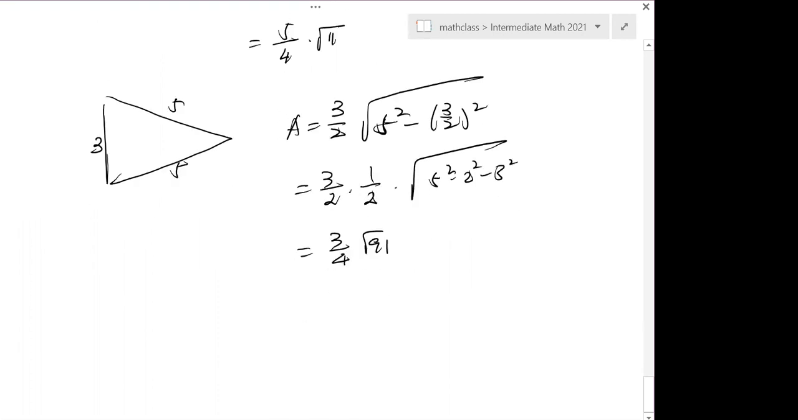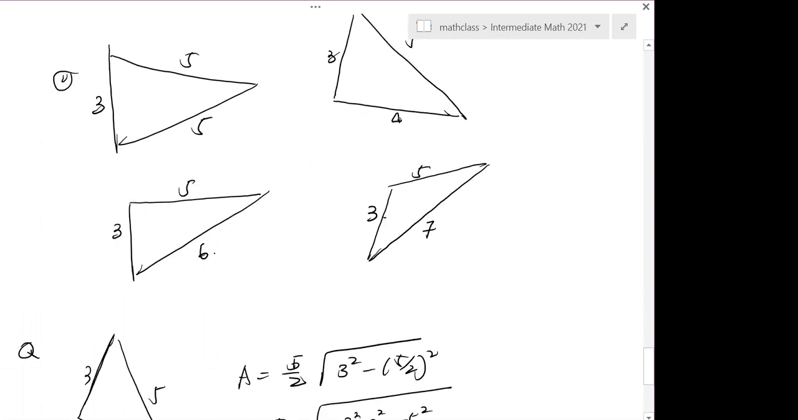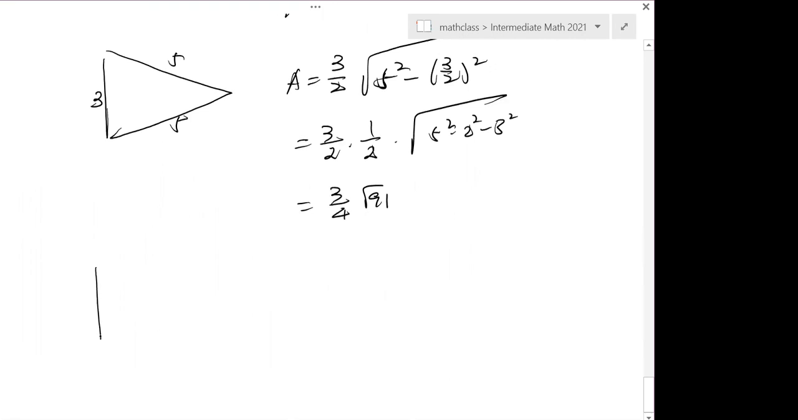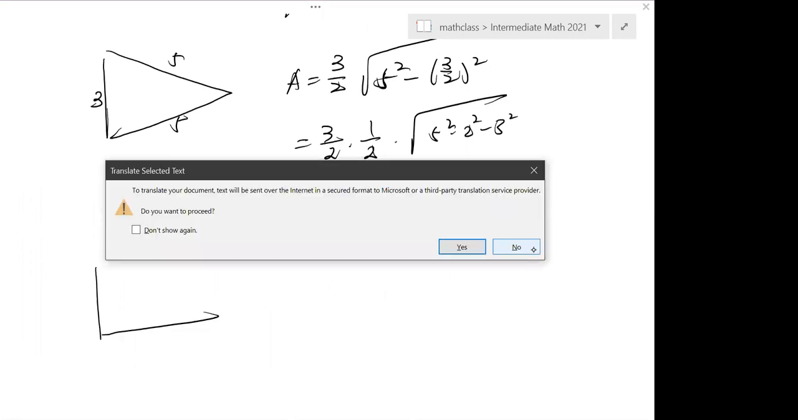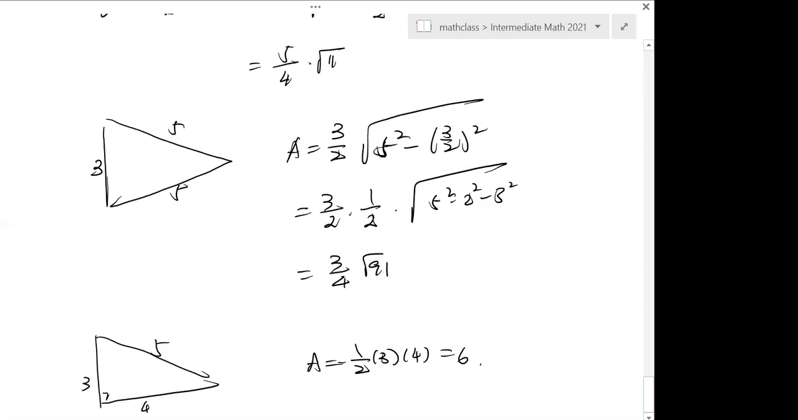Then the third one is 3, 4, and 5. This is a right triangle. This is 4 and 3 and 5. So the area is going to be just half of 3 times 4, which is 6. All right, my question is, how do you compare those two numbers?